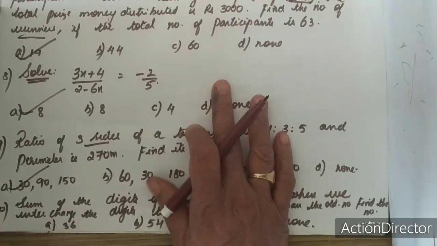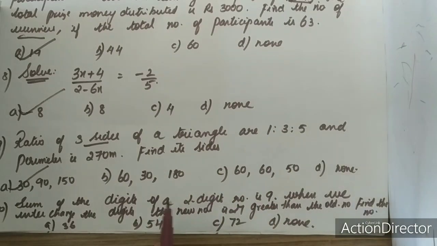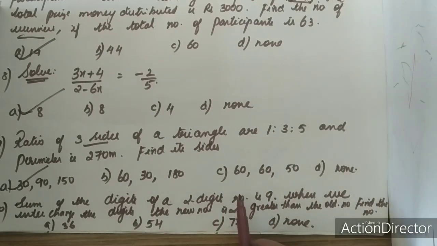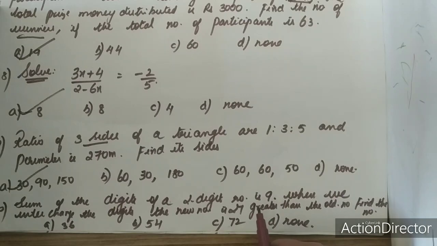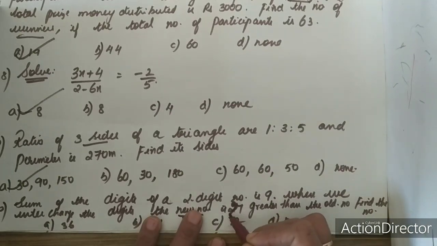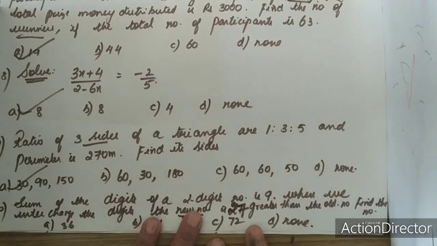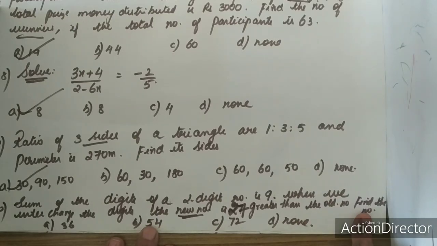Next one, the most important question. The sum of digits of a 2-digit number is 9. When we interchange the digits, the new number is 27 greater than the old number. Find the number. I hope you understood the question.